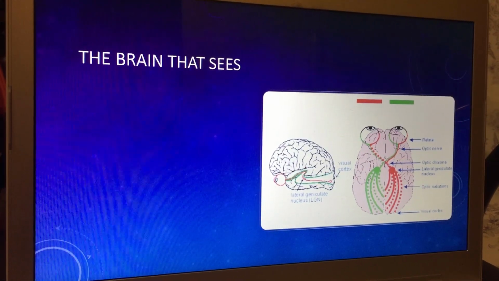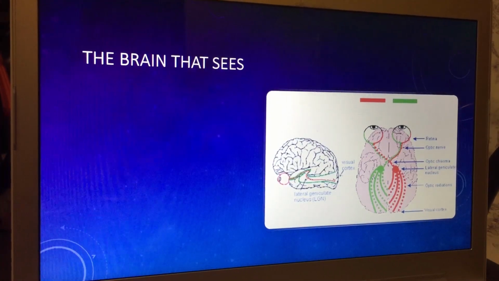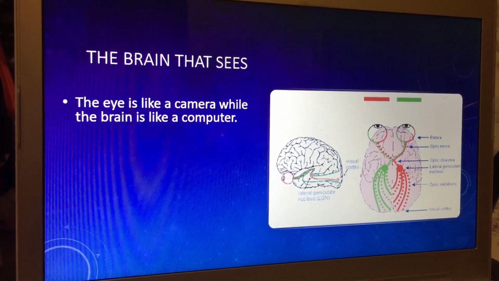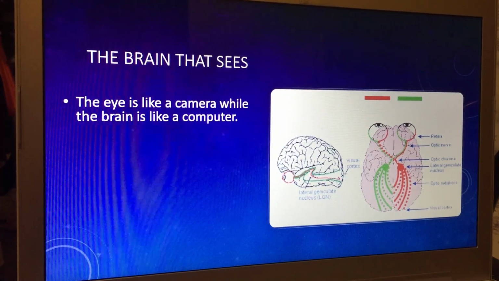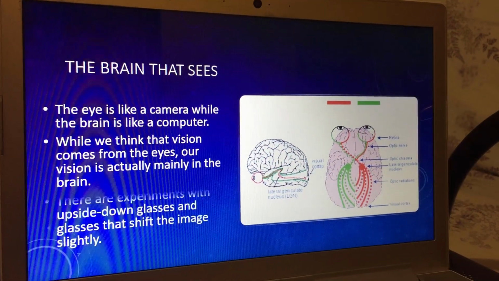So now I'm going to be talking about the brain that sees. You might be wondering to yourself, how does a brain see? Most people think that what we see is mainly based on our eyes. But our eye is like a camera, while the brain is more like a computer. If you just have a camera, without the actual processing part of it, it doesn't really do much. So when we think vision comes from the eyes, our vision is actually mainly from the brain.